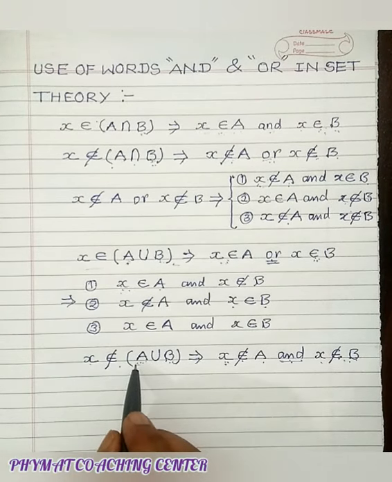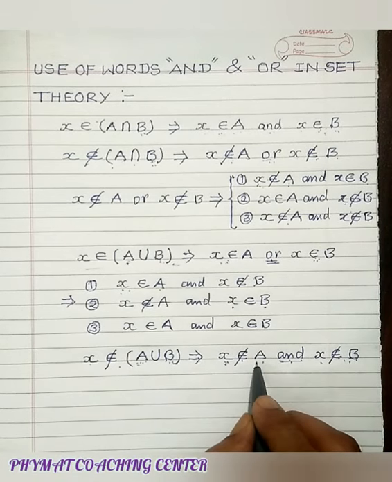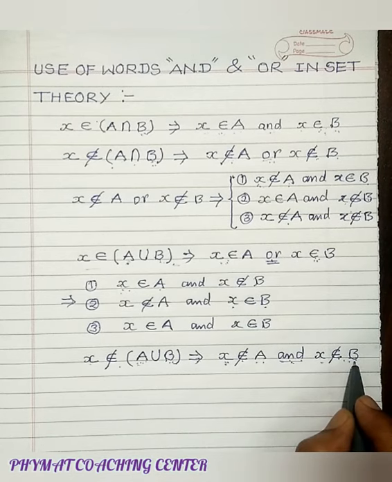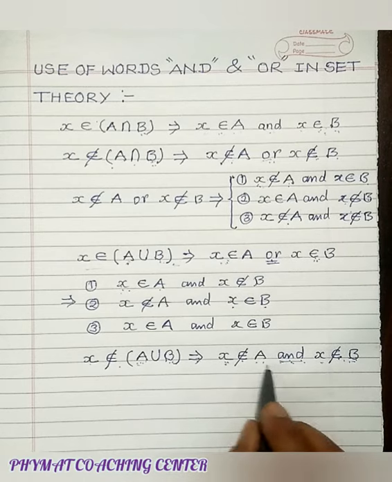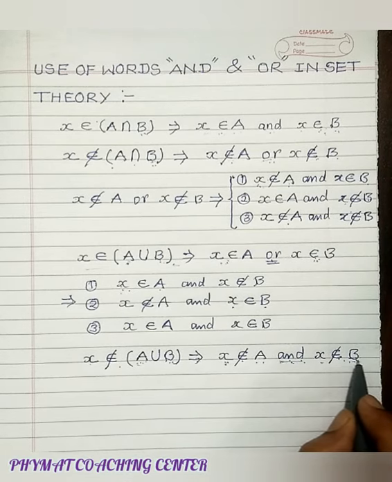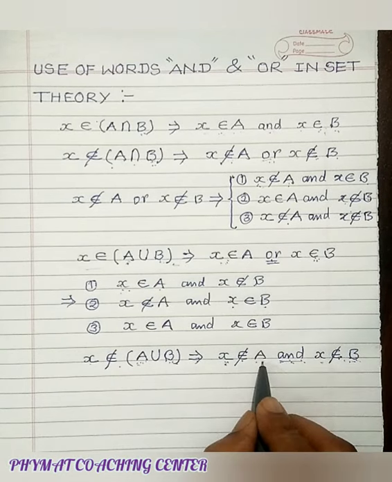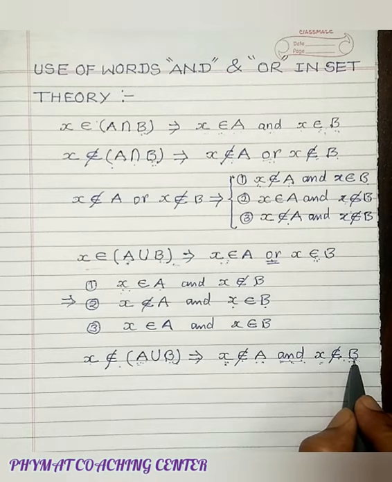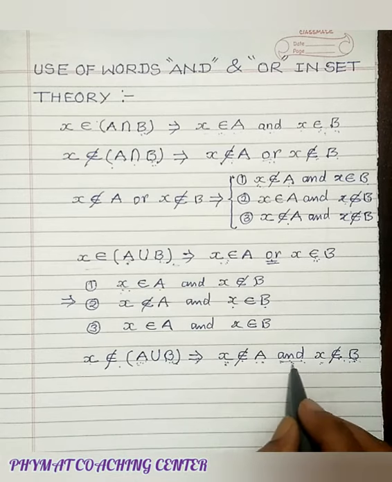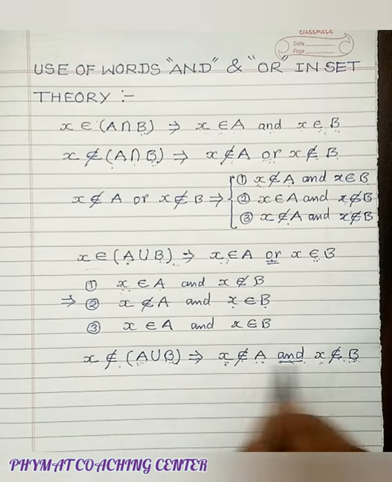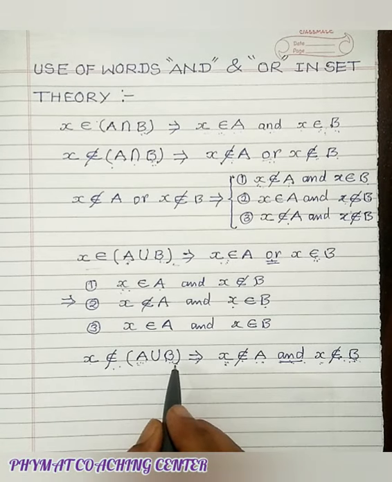Now let x does not belong to A union B. Then this implies that x does not belong to A and x does not belong to B. Here the use of word "and" reflects the fact that these two statements need to be followed together to satisfy this statement. x should not be a member of A as well as x must not be a member of B if it is not a member of A union B. That's why here the word "and" has been used. Both statements need to be followed together to satisfy this statement from the definition of A union B.